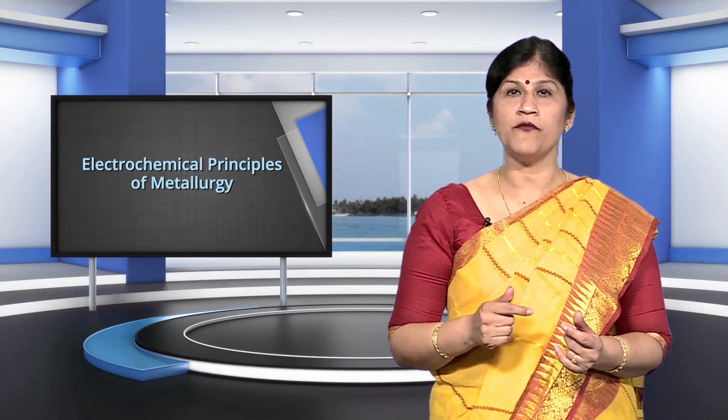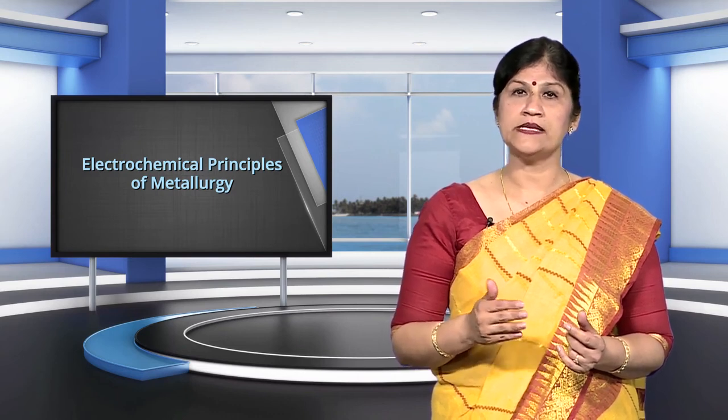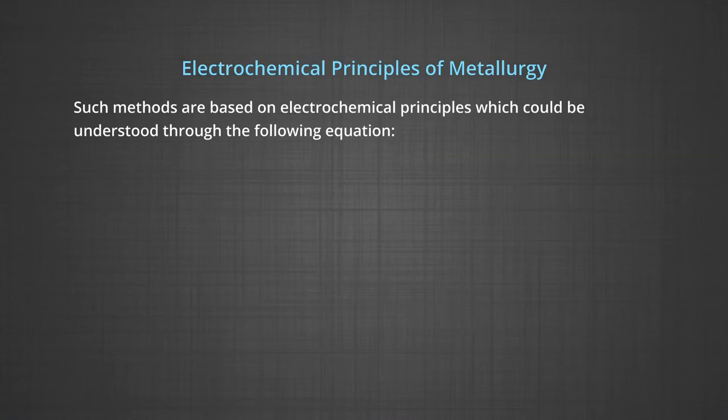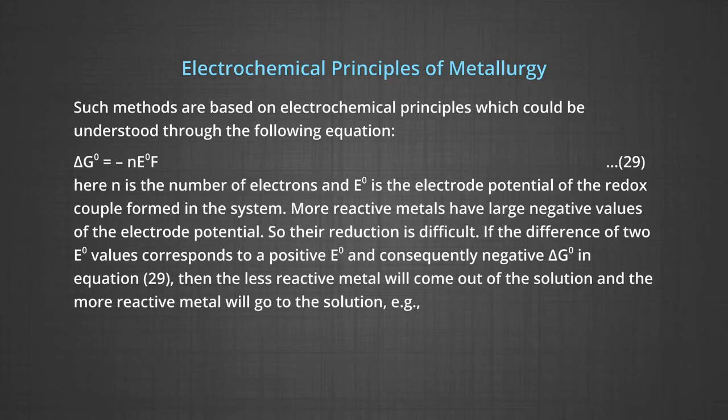In the reduction of a molten metal salt, electrolysis is done. Such methods are based on electrochemical principles which could be understood through the equation delta G naught is equal to minus n E naught F. Here n is the number of electrons and E naught is the electrode potential of the redox couple formed in the system. More reactive metals have large negative values of the electrode potential, so their reduction is difficult.